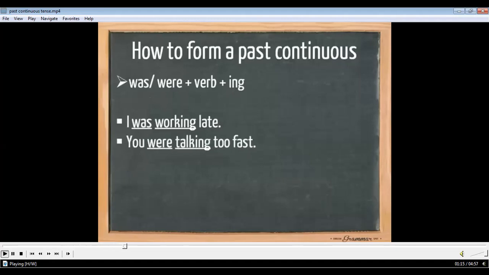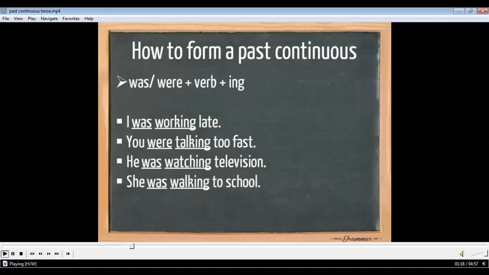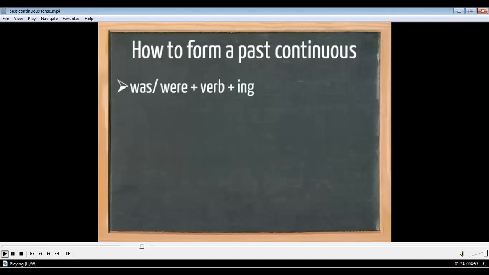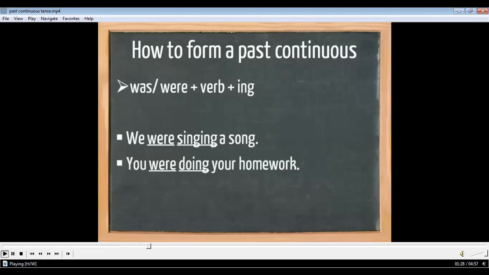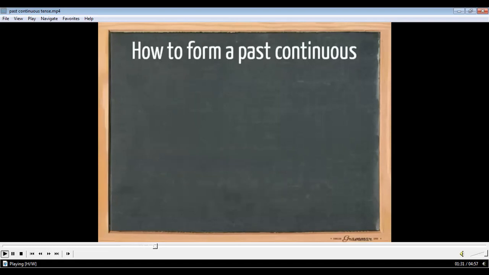You were talking too fast. He was watching television. She was walking to school. It was raining. And for the plural forms, we do the same. We were singing a song. You were doing your homework. They were looking for a hotel.